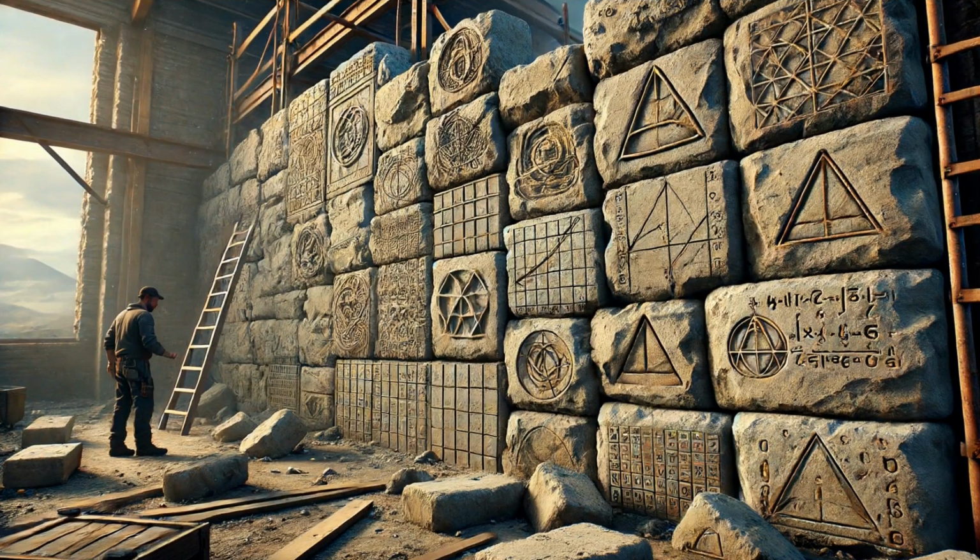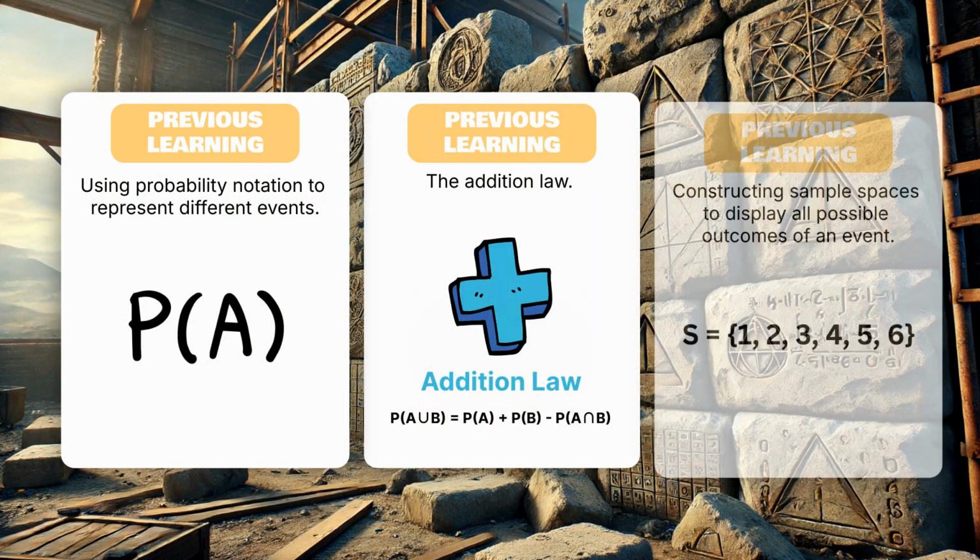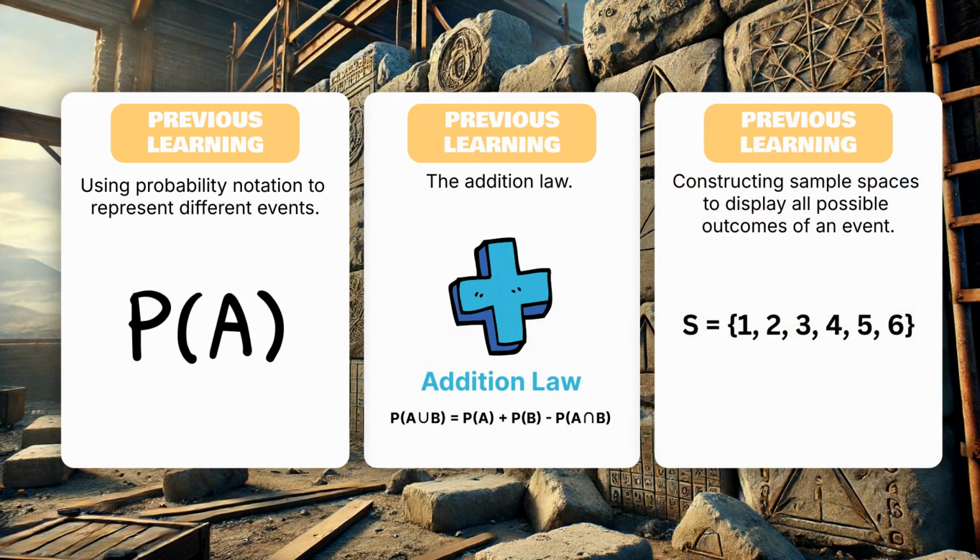So far, we have covered some foundational concepts, including using probability notation to represent different events, the addition law, and constructing sample spaces to display all possible outcomes of an event. With this solid groundwork, we are now ready to study how to document possible outcomes more systematically. This technique is crucial for accurately calculating probabilities and avoids the pitfall of missing any possibilities.